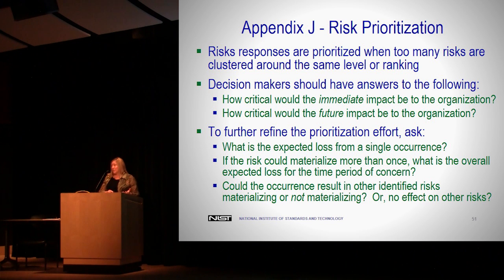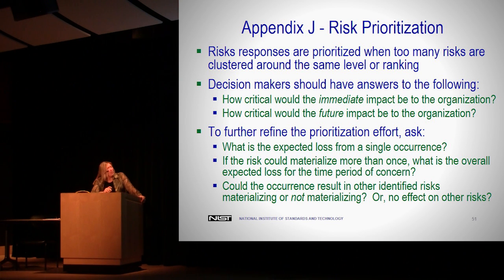I guess you could revisit: did you do it right the first time, is this really correct? If it is, then you still need to find a way to prioritize them, since they're so clustered in that same area. You would want to be sure the decision makers had some additional information. How critical would the immediate impact be, and how critical would the future impact be? So that's one way to prioritize. Is this something that is going to affect us now, today, or really soon, or is it something that probably isn't going to happen because of the capabilities, or might not happen until later?